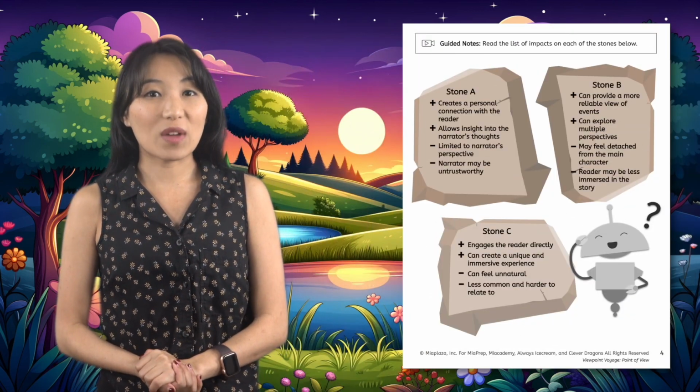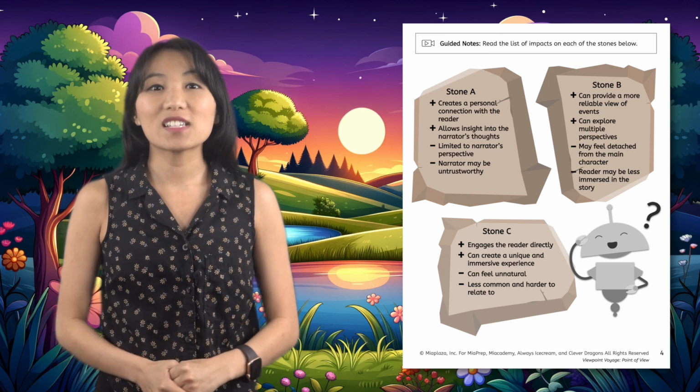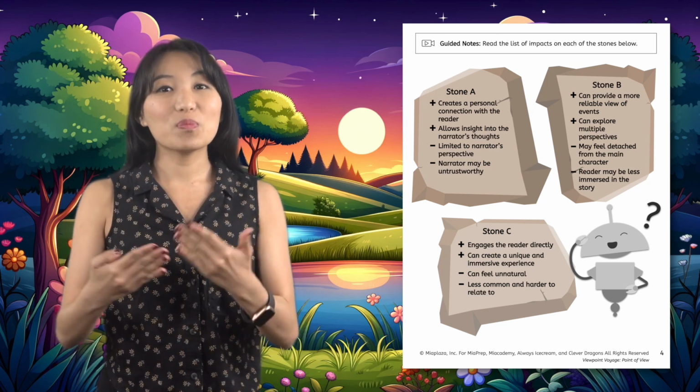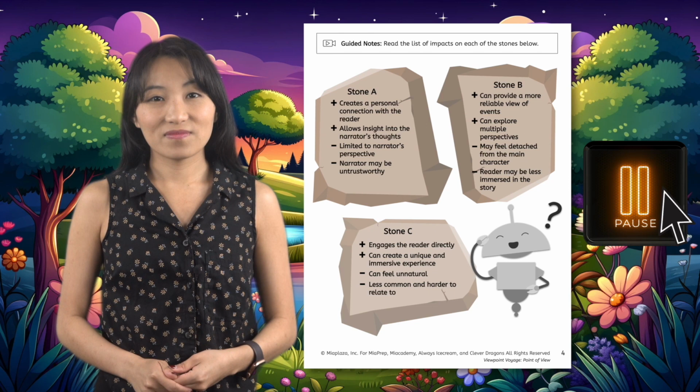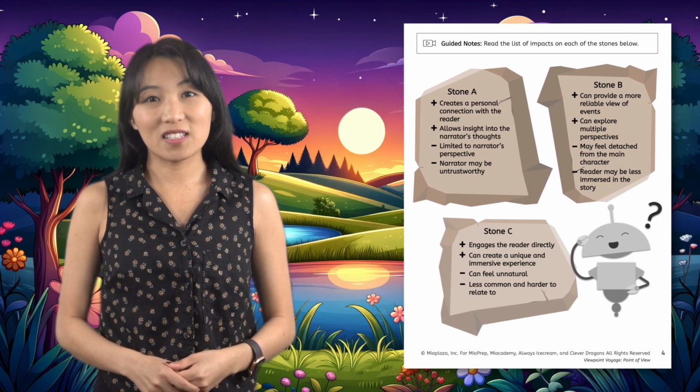Before we hit the first pond, look at your PDF for the 3 engraved stones. Pause and read the list of impacts etched on them. Resume when ready. Now to our first pond.